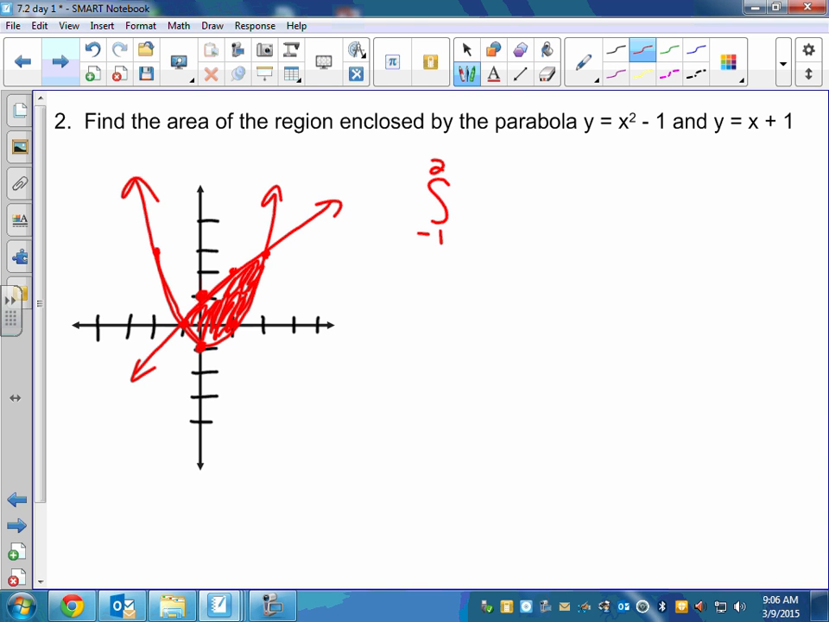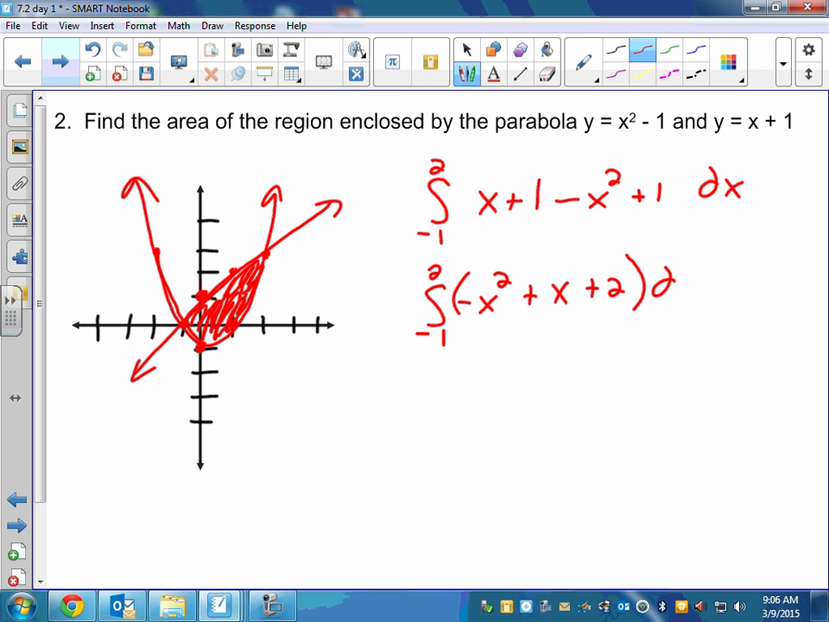And which function goes on top this time? Yeah, the x plus 1 is first, so it's going to be x plus 1 minus this, so I'm going to go ahead and distribute and say that's minus x squared, and that's going to change to plus 1. And again, it's up to you on how you want to do this. I just tend to always switch it around, so I'm going to put negative x squared plus x plus 2. Some people never simplify, like they always just integrate what's there, and that's okay. I just think it's more steps, so I don't like to do that.